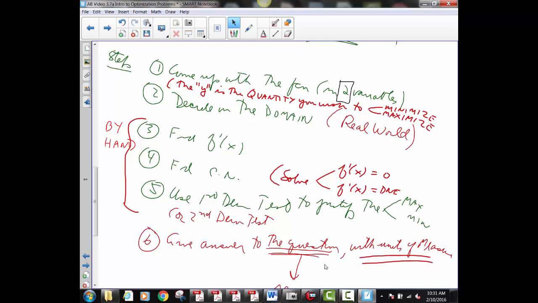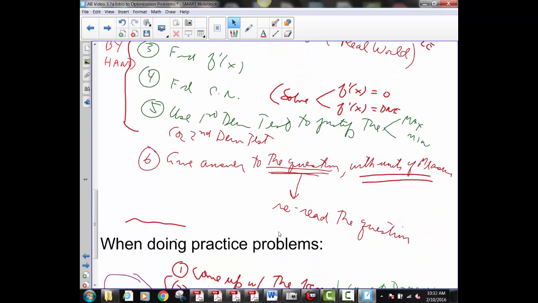Now, make sure you give the answer to the question. The question could be, let's say, what is the maximum area? On the other hand, the question could be, what are the dimensions of the rectangle that will produce a maximum area? So you've got to make sure you know which one of the coordinates of your max or min point you're going to use. Also, you need to give units of measure. So always reread the question before you answer it.